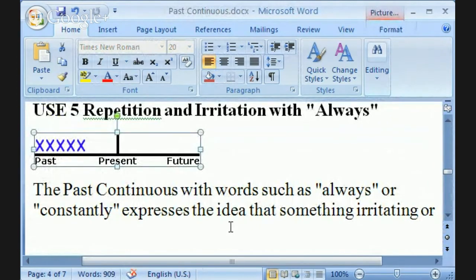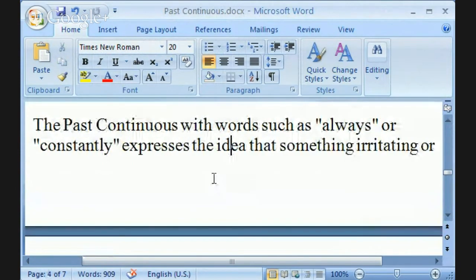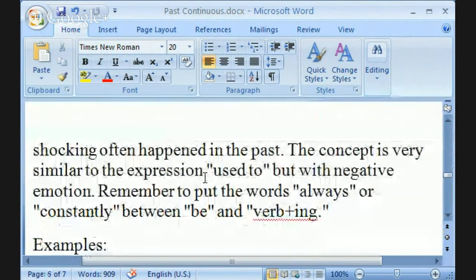The idea is we use this, usually, to give the idea that the speaker says this because he thinks negatively about it. We can also use the expression used to, which is very common in English. But this way of using past continuous shows the negative emotion. All right.